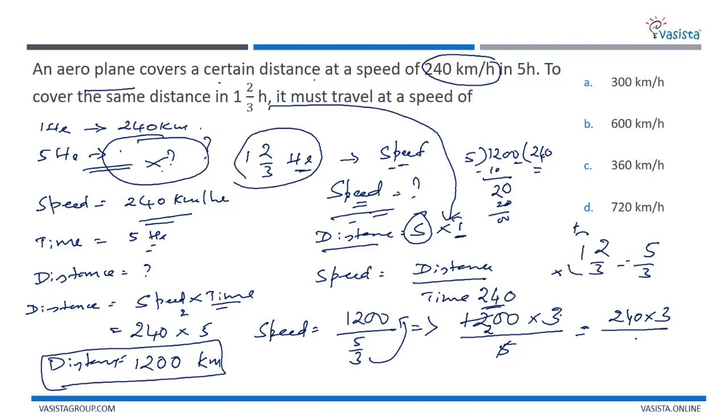240 into 3, 3 zeros are 0, 3 fours are 12, 2 and 1 carry, 3 twos are 6 plus 1 is 7. So 720. So the aeroplane should travel 720 km per hour so that it covers 1200 kilometers in 5 by 3 hours, or 1 2/3 hours. Hope you understood.